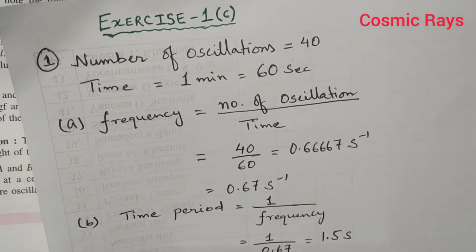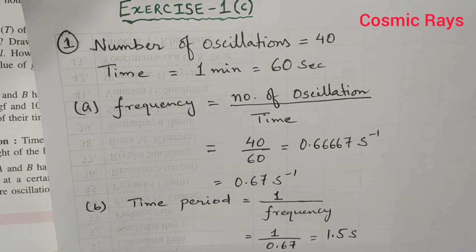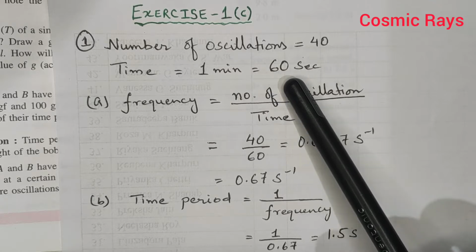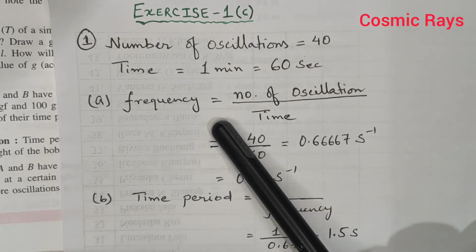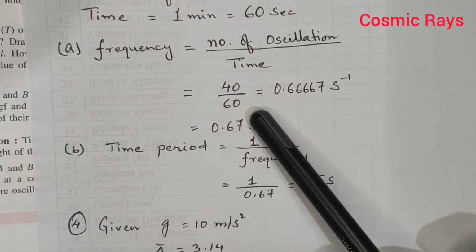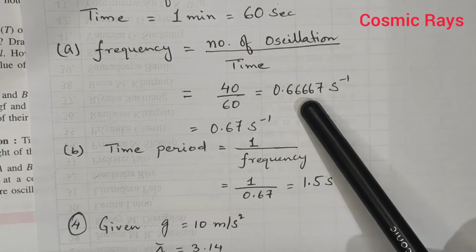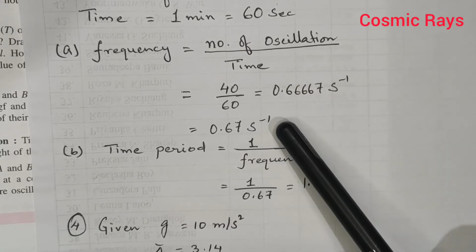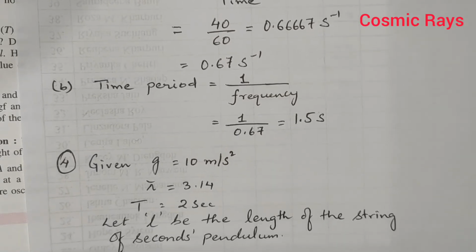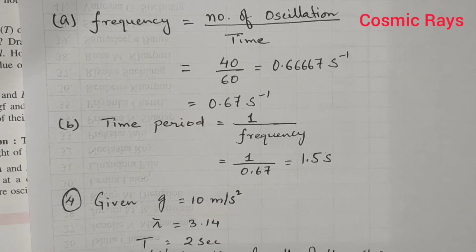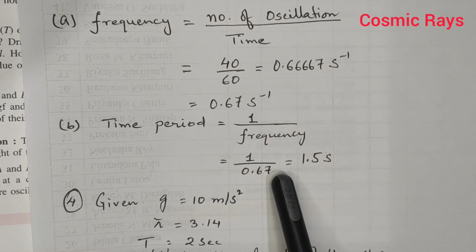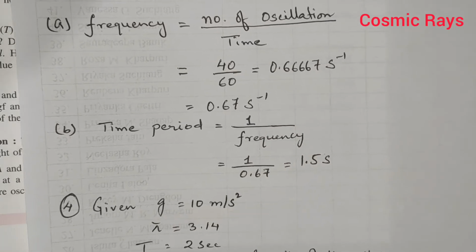So here I have solved. The number of oscillations is 40, time is given as 1 minute, that is 60 seconds. So we know the formula that frequency is number of oscillations per unit time. So 40 divided by 60 is 0.66667. So we can round it off to 0.67 per second. Now the second part of the question says that we have to find the time period. So time period is nothing but 1 by frequency. So 1 divided by 0.67 gives us 1.5 seconds.